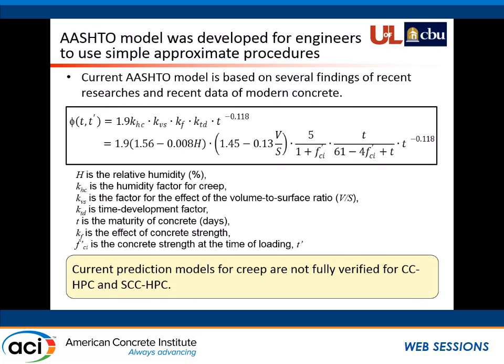And this is basically to show how the AASHTO code looks. The creep coefficient is psi equal to 1.9 times some correction factors: k_hc considers the humidity factor, k_vs considers the volume-to-surface ratio, k_f is the effect of concrete strength, and k_td is the time development factor. All of these four terms are expressed as this long equation, but when you look at it, all parameters are based on the extrinsic parameters.